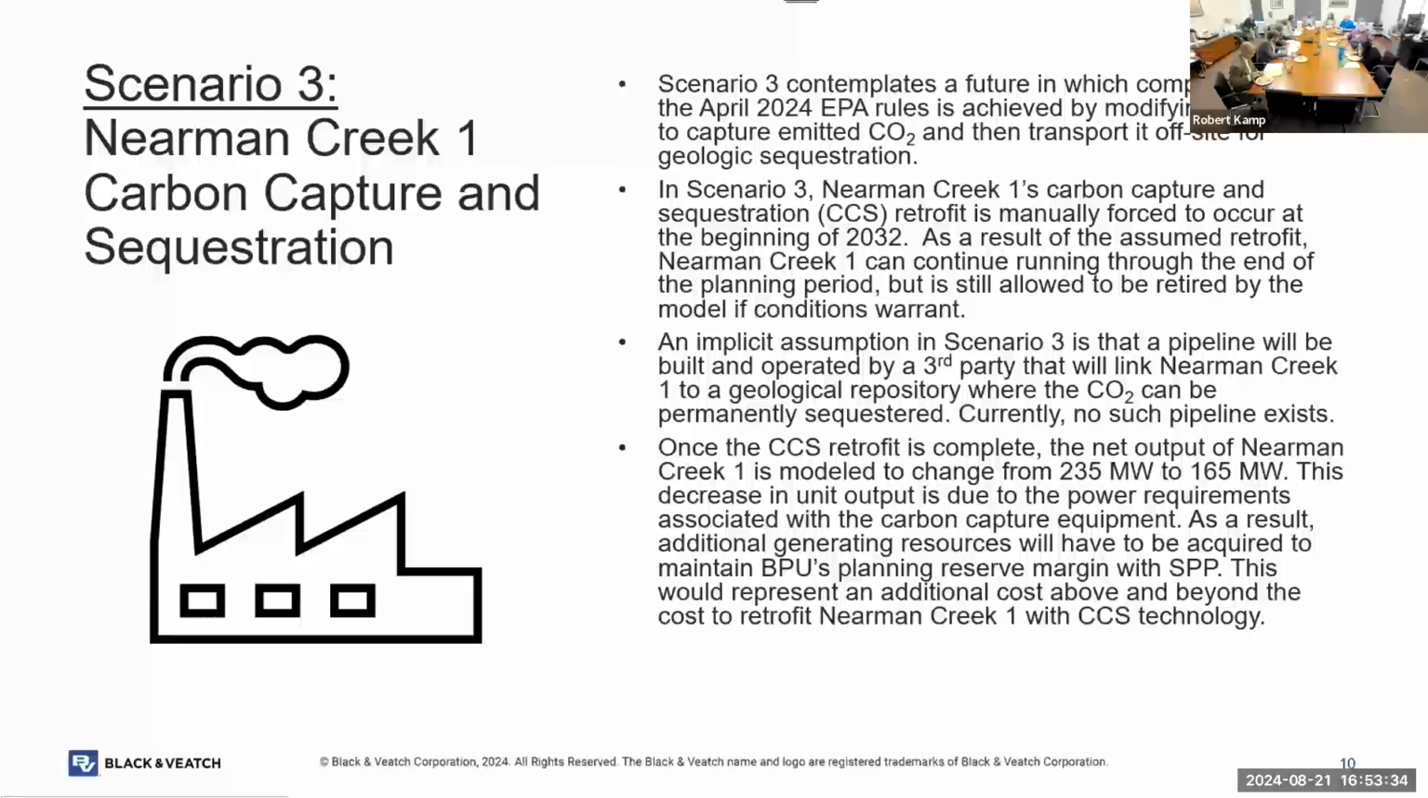There's other ways to do that, like a class six well where you would just inject it deep down. At Nearman, we're right on the river. We don't have that type of geology. But there are facilities, not necessarily power plants, doing this routinely. There's a lot of opposition, even from environmental groups, about the carbon capture and neighbors not wanting it, obviously. Well, and one of the options for disposing of carbon captured in an industrial facility is to inject it into oil and gas fields to help stimulate production, which is controversial in its own right.